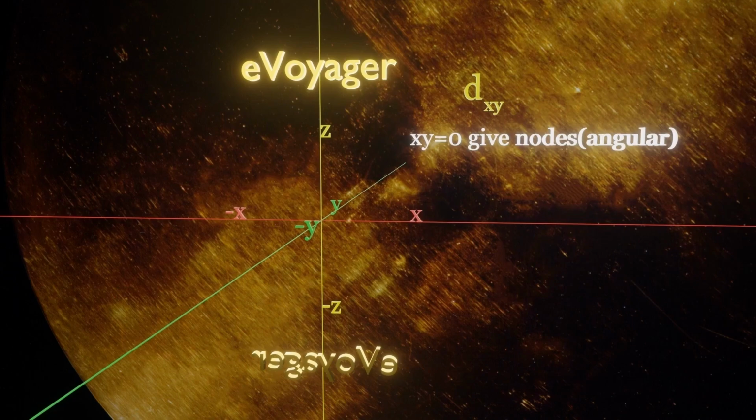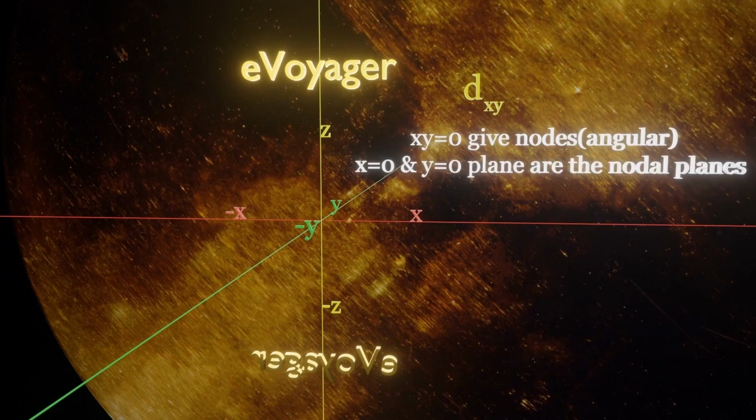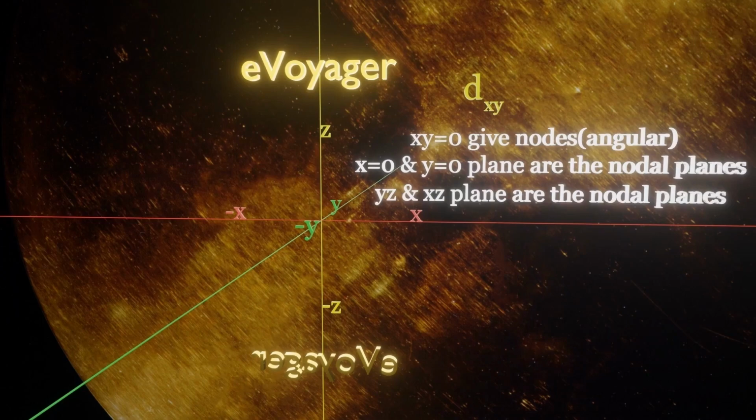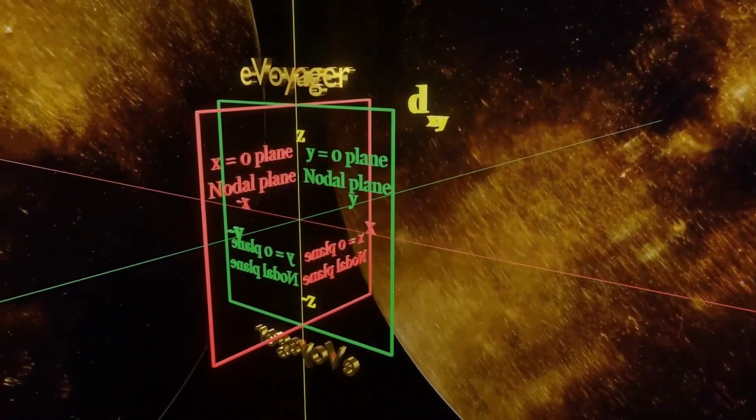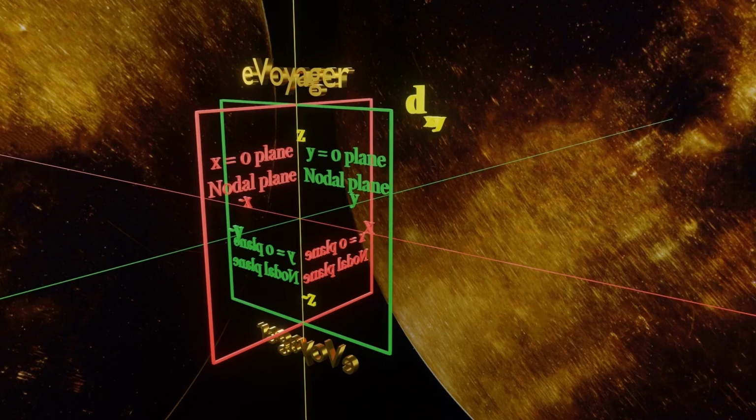The nodes in 3dxy are x equal to 0 and y equal to 0, which is the yz plane and xz plane, which are angular nodes. So these are the nodal planes for the 3dxy orbital. The probability of the electron being here, that is on the nodal plane, will be 0.